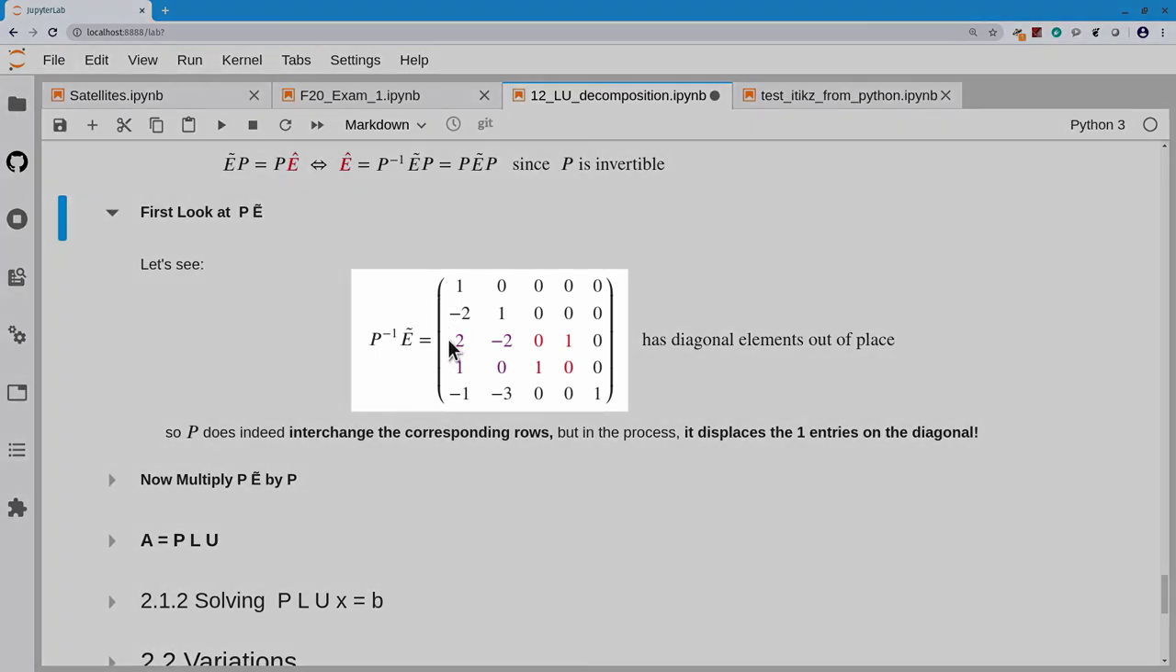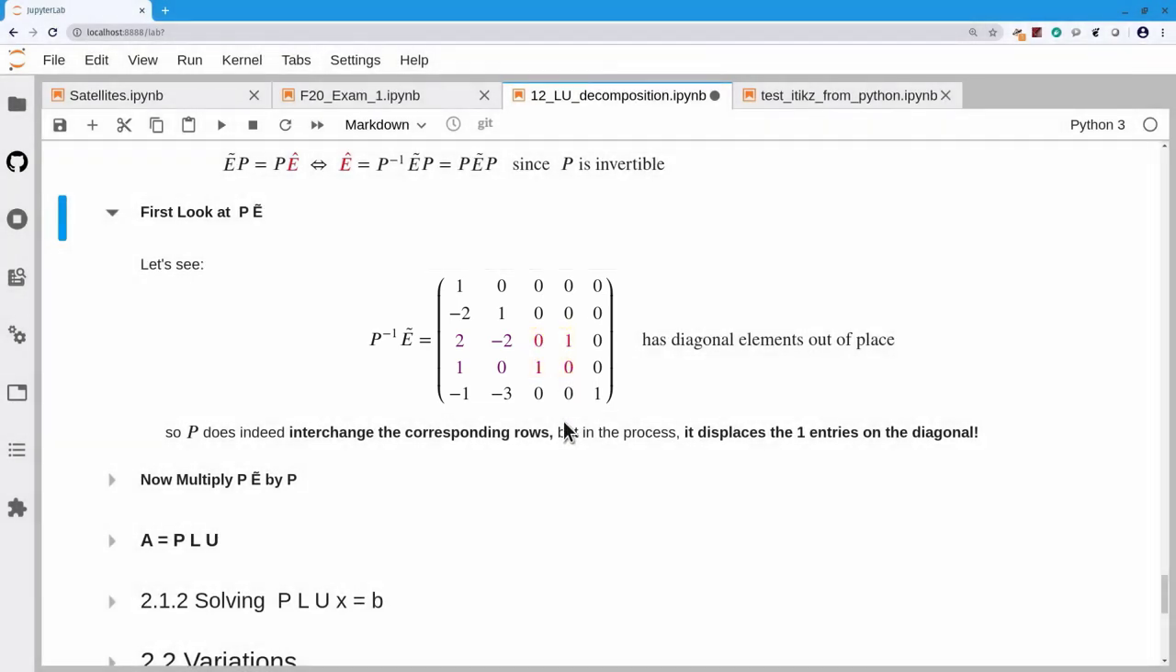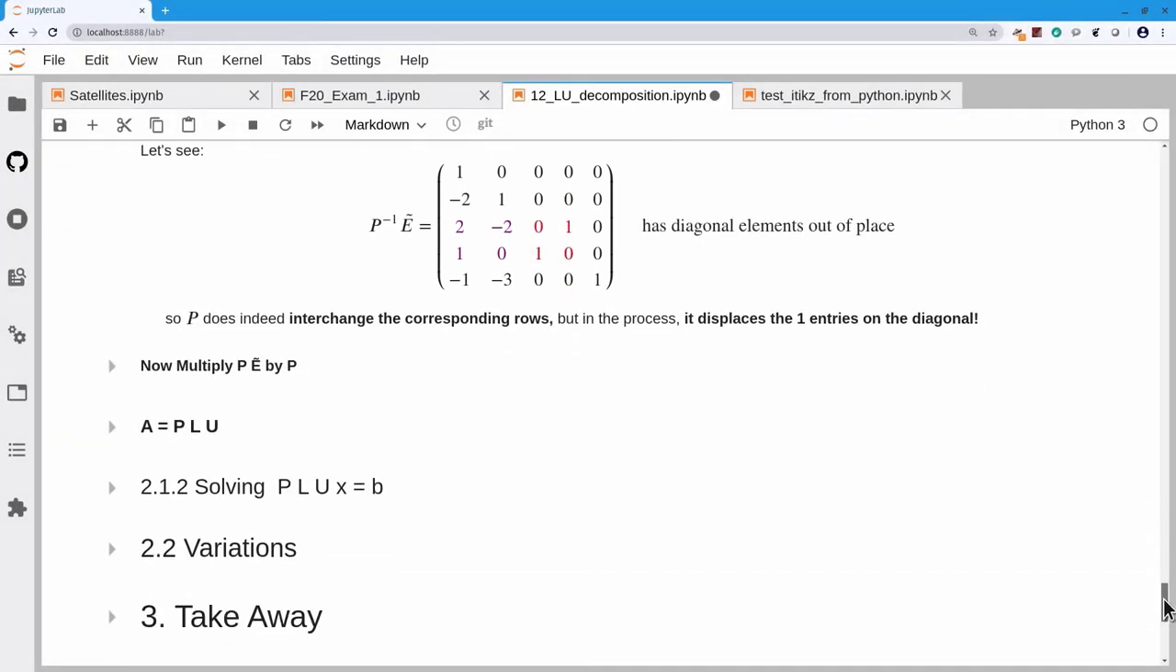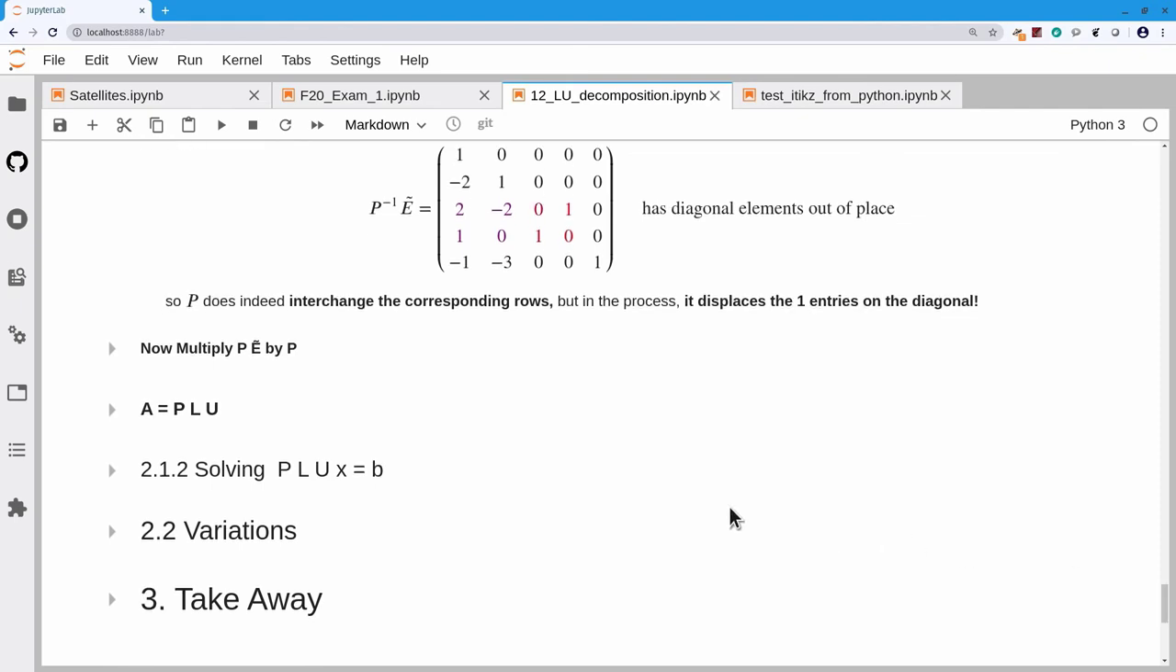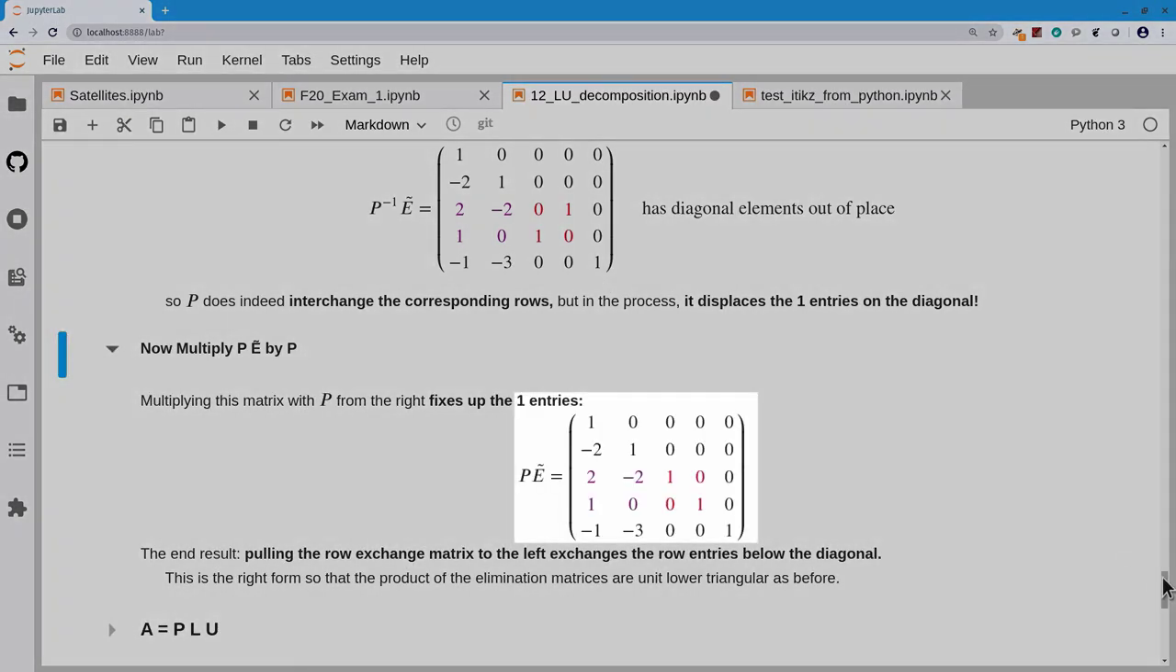What we see when we do that computation is that the two rows that we wanted to exchange, namely P was exchanging rows 3 and 4, are indeed getting exchanged. But in so doing, the pattern of 1s on the diagonal is broken. I now have this matrix 0, 1, 1, 0 sitting where I expected 1, 0, 0, 1. So indeed, P does mess up our nice pattern. But here's what happens when I multiply that matrix with that displaced set of 1s by P on the other side. It puts those 1s back in place.